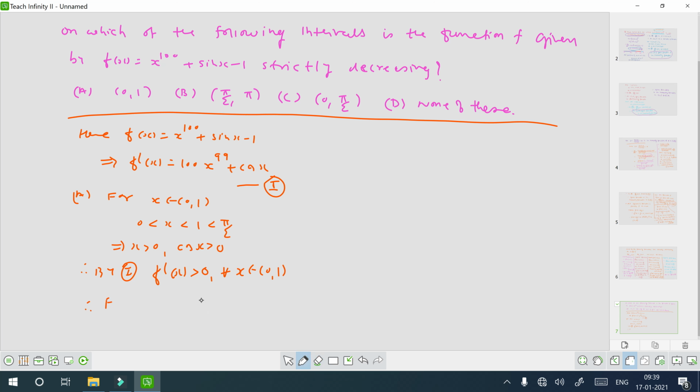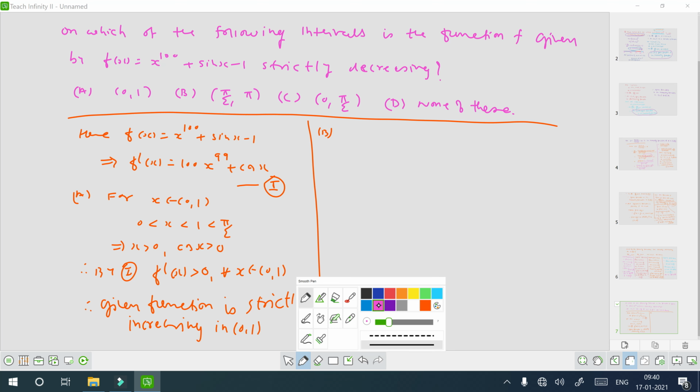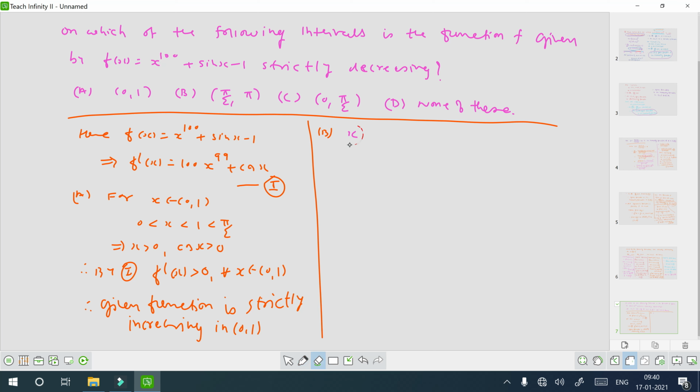And therefore, in open interval 0 to 1, the given function is strictly increasing in 0 to 1. A part is done. For the second interval, that is B. For x belongs to pi by 2 to pi.